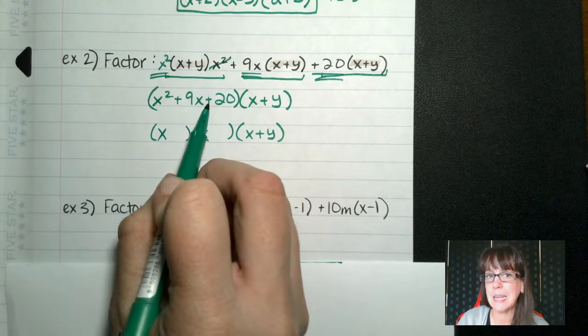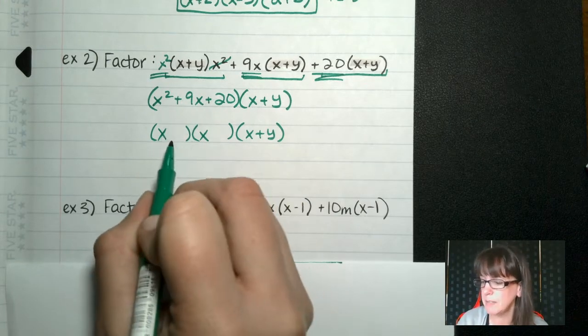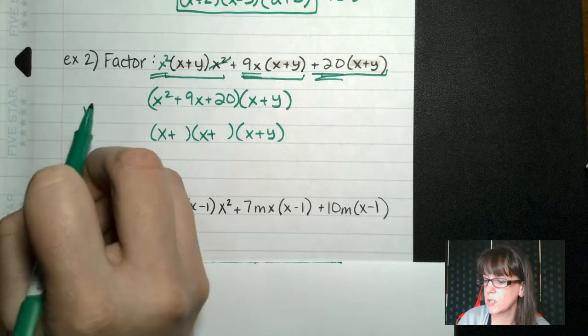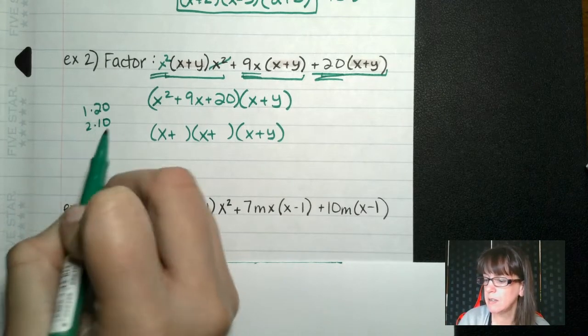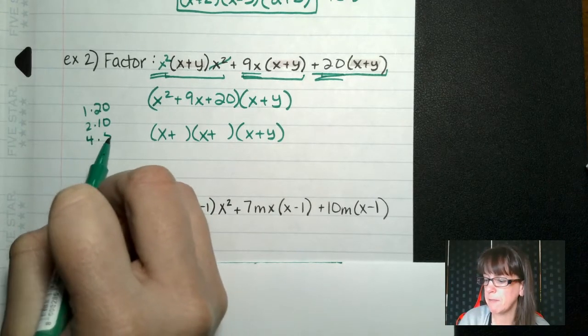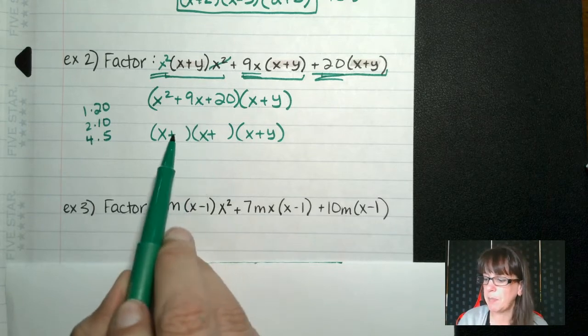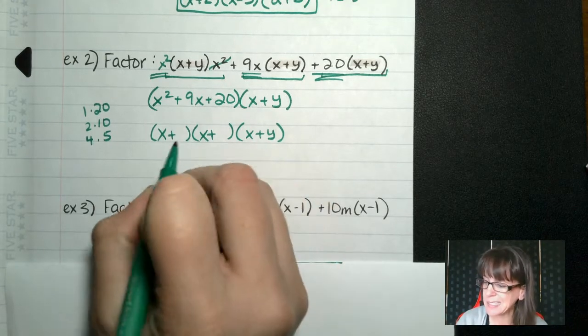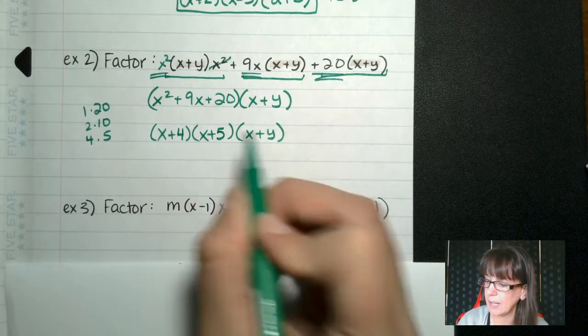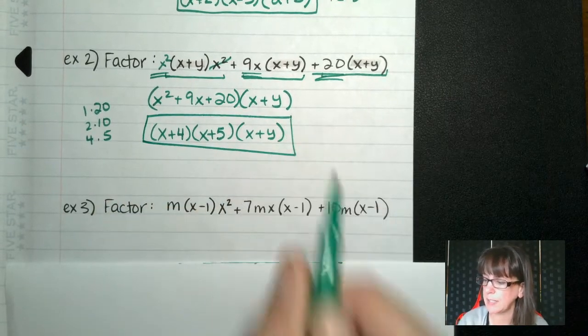This tells me same signs, so positive, positive. 1 and 20, 2 and 10, not 3, but 4 and 5. I need a positive, positive that add up to 9. So if I do 4 and 5, that'll add up to 9. So here it is completely factored.